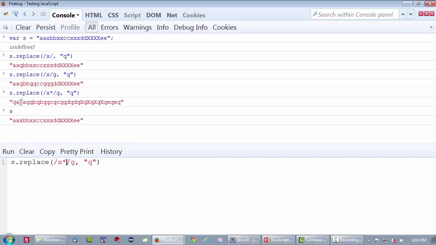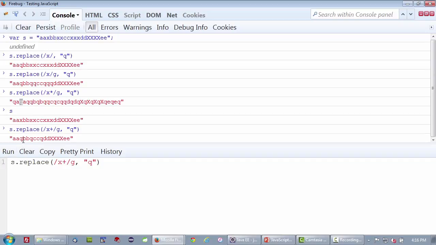You usually want to use the plus operator, or perhaps the question mark operator. The plus operator pattern means 1 or more occurrences. Now I get mostly what I want. Where there was 1 x, I get a q. Where there were 2 x's, I get a single q. Where there were 3 x's, I get a q. But the uppercase x's were not matched because JavaScript is case sensitive by default. But if I want the matching to be case insensitive, I can use the i option.